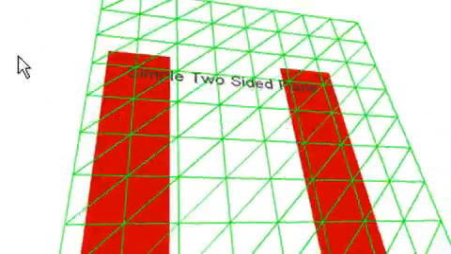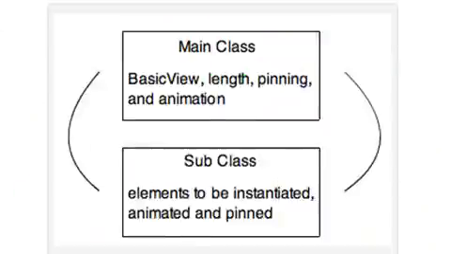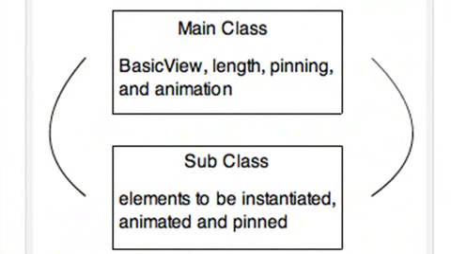So what is encapsulation anyway? Basically, we have a main class and a subclass. The main class is going to handle the basic view, that's the Papervision stuff, length, pinning, and animation. The subclass is basically just the elements, like the clothes, or the garments, or the pieces that are to be instantiated and animated and pinned. That's really all there is to it.